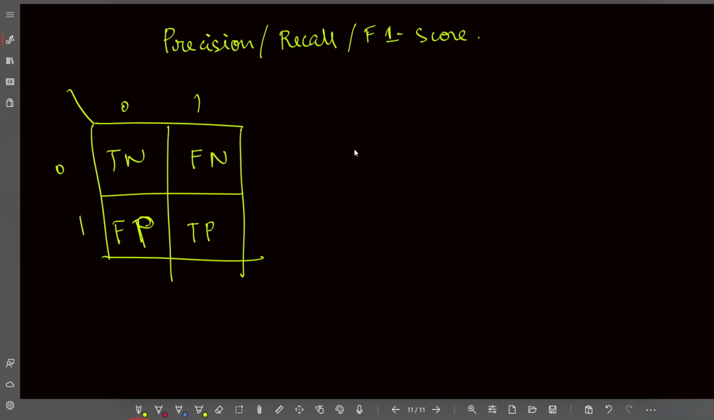Right? So first up, we have precision. Precision is basically just the number of true positives upon the total number of true positives plus the total number of false positives, right? So this is precision, but it's important to understand what this actually means. What this is saying is that of all the points that the model correctly predicted to be positive, what percentage are actually positive?